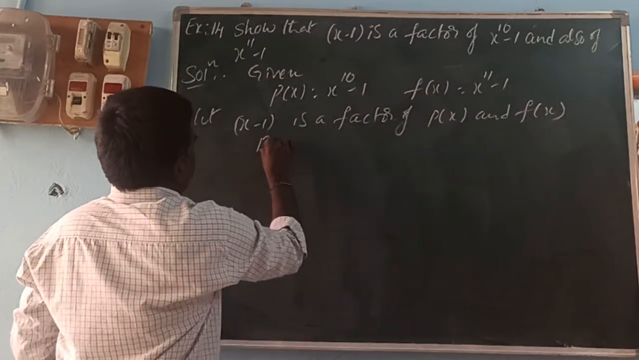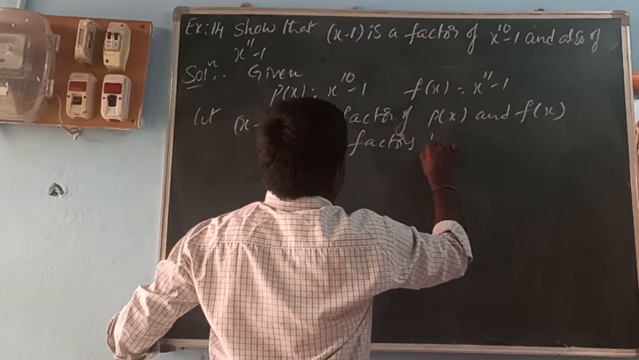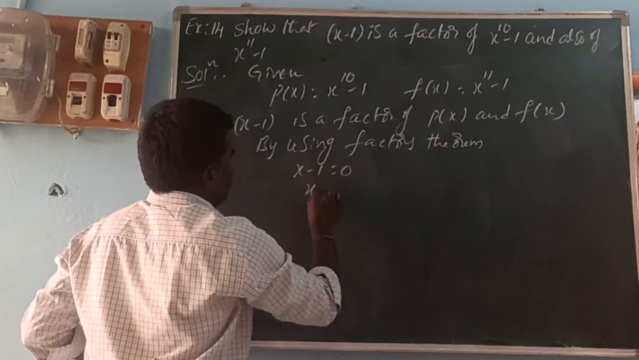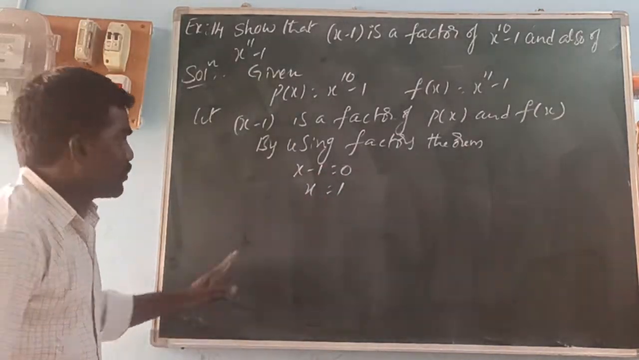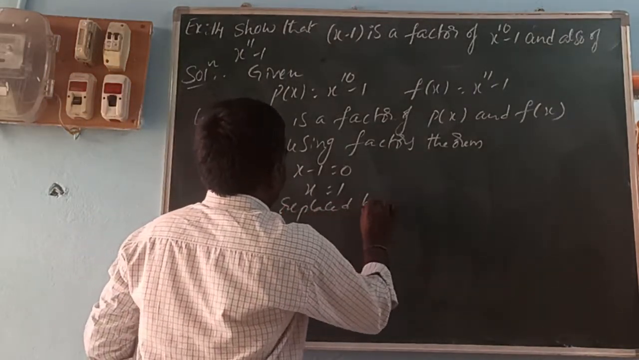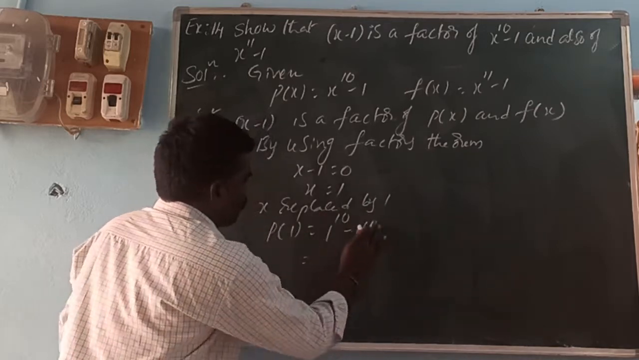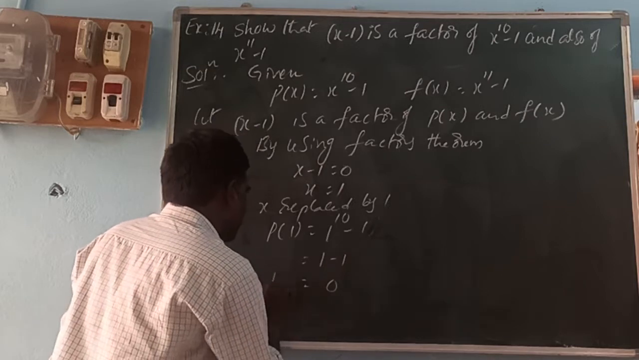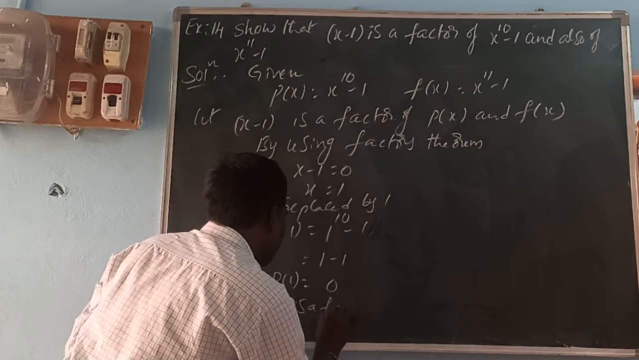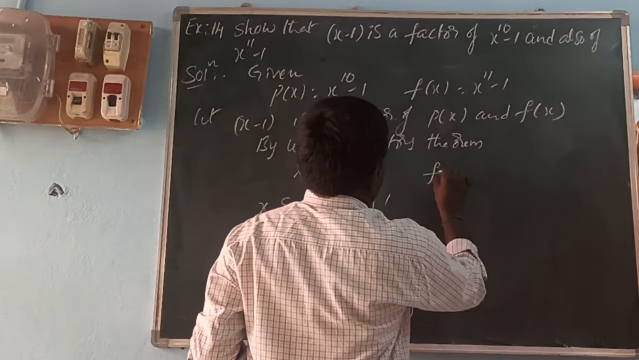So by using factor theorem, x minus 1 is equal to 0, x is equal to 1. So in the place of x you can put 1. So that is here x replaced by 1. So p of 1 is equal to 1 power 10 minus 1. 1 power 10 is 1. So 1 minus 1, 0. So p of 1 is equal to 0. So therefore x minus 1 is a factor of p of x.